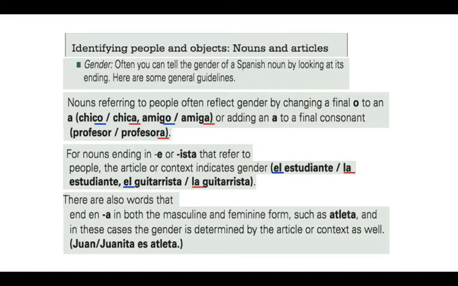Now there are also words that end in A in both the masculine and feminine form, like guitarrista, other words like atleta. And in these cases, you once again are looking for another clue. For example, Juan es atleta. Juanita es atleta. So you're saying Juan is an athlete, Juanita is an athlete, and you are looking at the name to give you that clue, masculine or feminine.